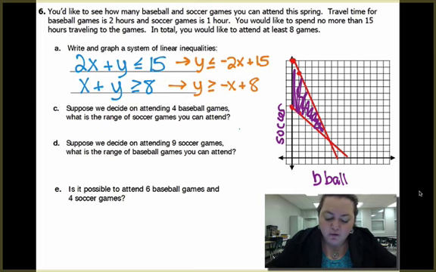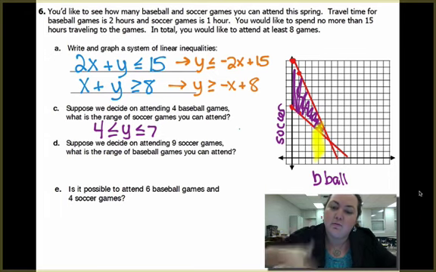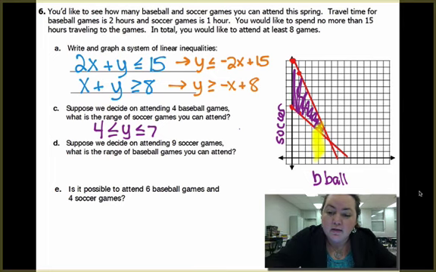So if I go over to 4 baseball games, 1, 2, 3, 4 is here. Then if you look at soccer games, it starts at 4 and goes to 7. All right, going up. Range is the Y's, remember? So for soccer, if I go over where it's 4, it touches for soccer at 4 and then goes up to 7. Okay.